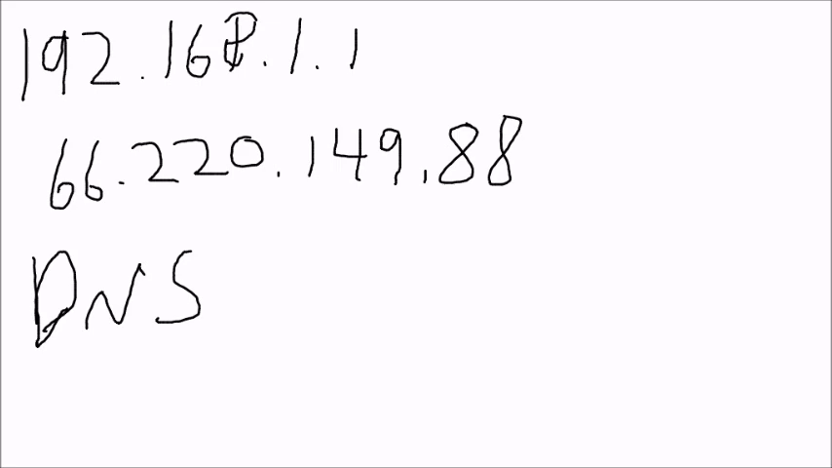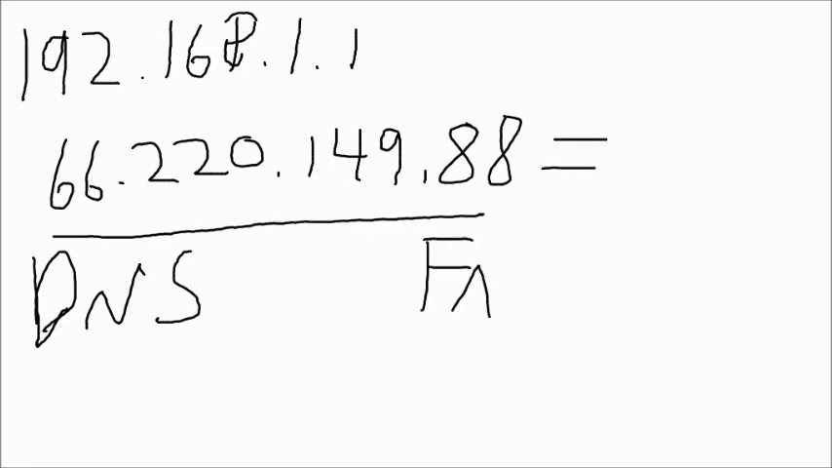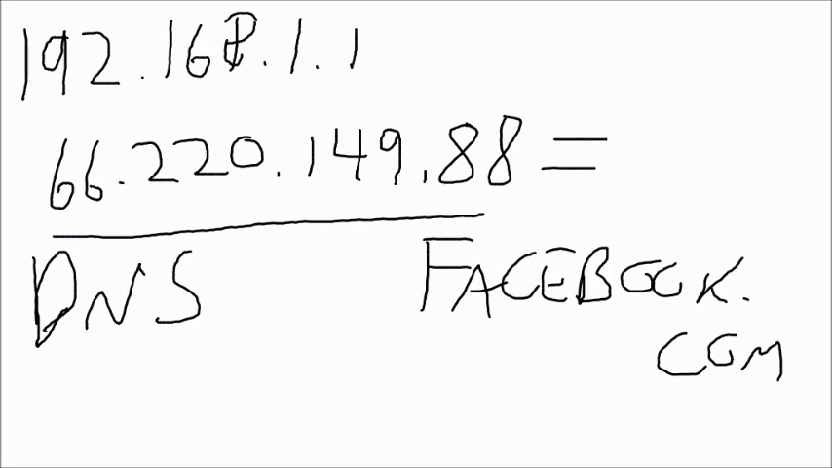So it says 66.220.149.88 equals Facebook.com. And that's the way I was able to look up the address of Facebook. I went to the domain name system and I said, what is Facebook.com? And it looked it up for me. So we don't have to remember what's Facebook.com. We just put it in.